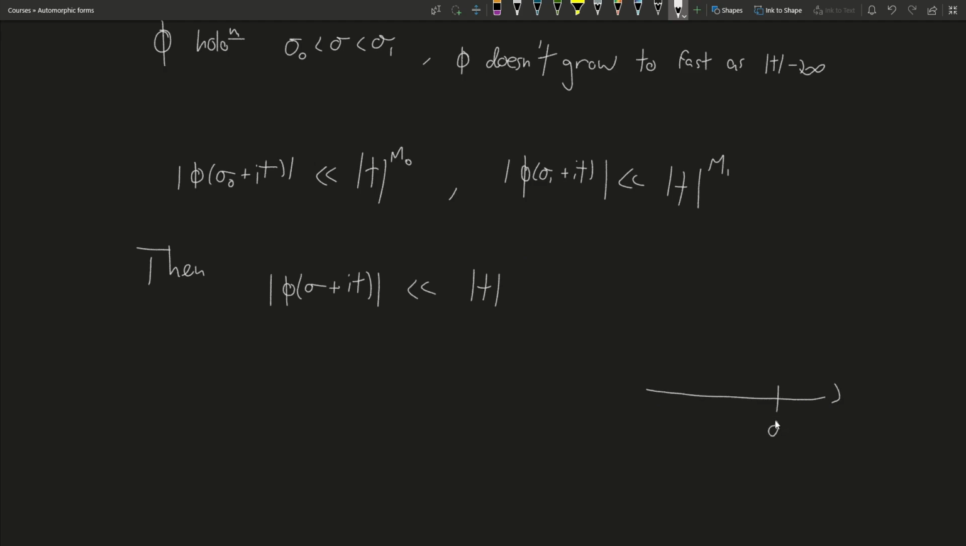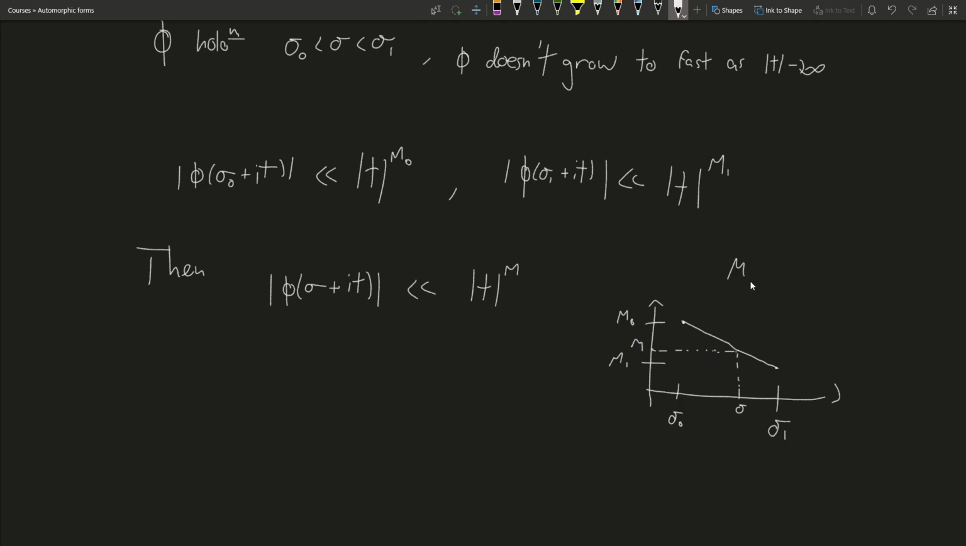So this is going to be real part sigma 1. This is going to be real part sigma 0. And here you have this vertical axis, and I'm going to say this is going to be m0, and this is going to be m1. So this is the power of t that is bounding the growth on this vertical line. And what you do is you linearly interpolate. And then if you have some sigma in between, you just see where you are on this linear interpolation. And this will be your m. So I'll write this m.